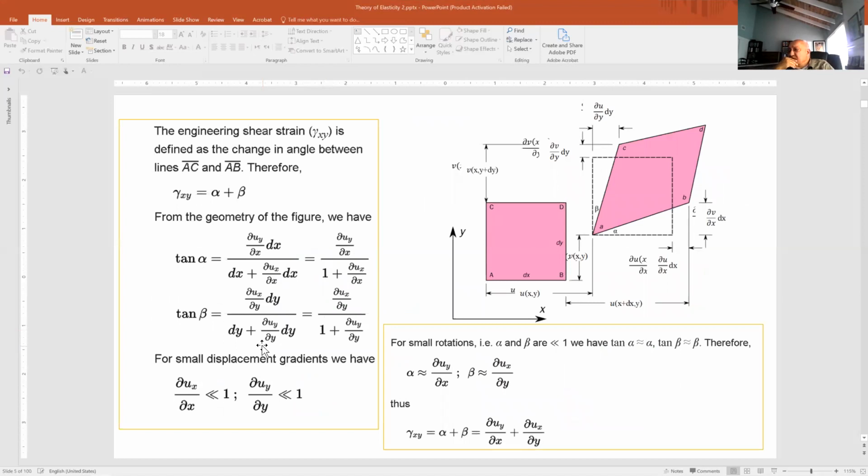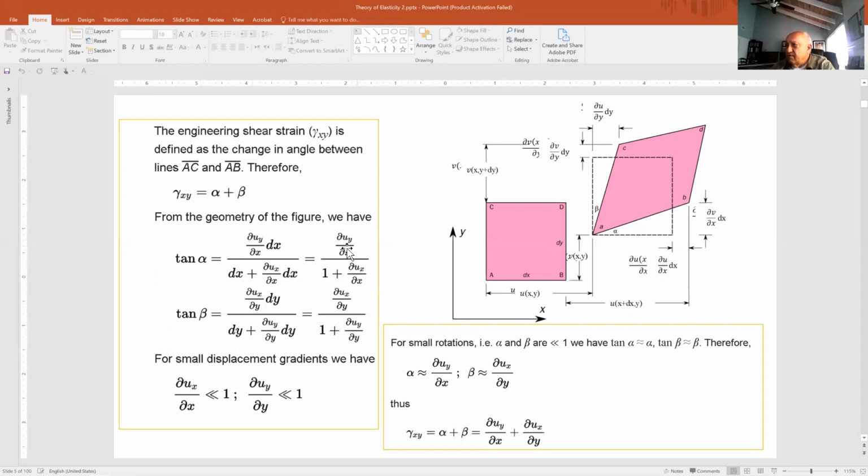Looking into the same picture, I can define the shear strain. Shear strain, engineering shear strain, is defined as the total change of angle. Initially, the angle between AB and AC is 90 degrees. Now, after deformation, it is reduced to a new angle, and the change is equal to angle alpha with respect to x, plus angle beta with respect to y. So the total shear strain gamma xy is equal to alpha plus beta.